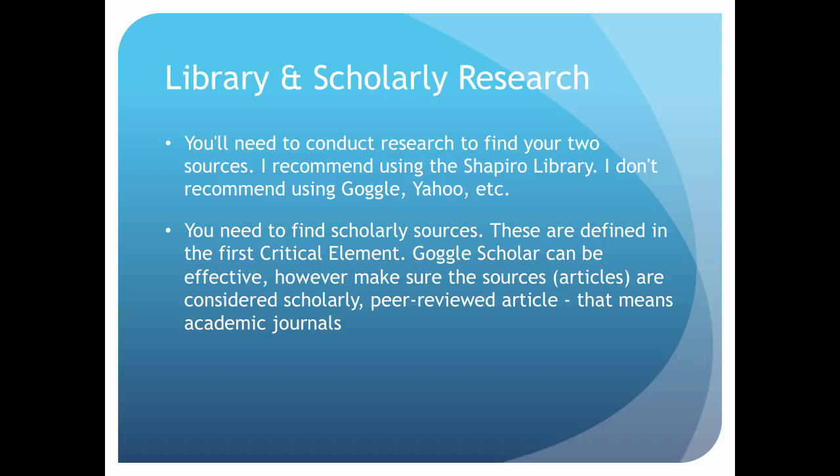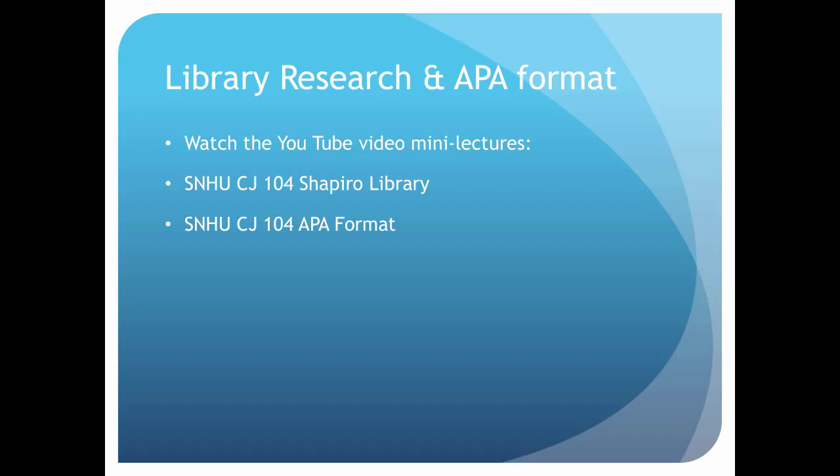Okay, you need to find scholarly sources, and these are defined in the first critical element. Google Scholar can be effective, however, make sure that the sources, articles that are identified, are considered scholarly and peer-reviewed. That means academic journals. Blogs, no. Political parties, no. Frankly, most newspaper articles, although it depends how you use them, you just have to get into the meat of doing scholarly research. The library research, watch the video. There's one called CJ 104 Shapiro Library and another called 104 APA format, where I'll walk you through how to do your citations.